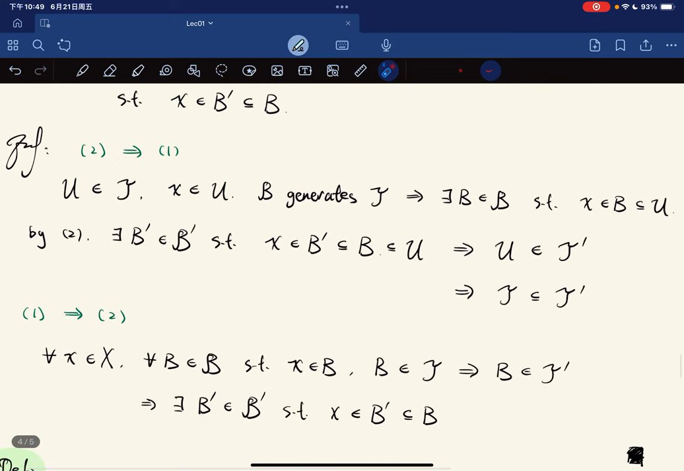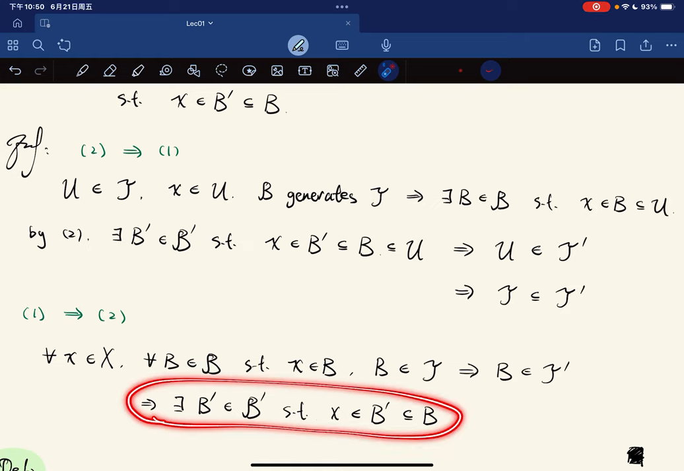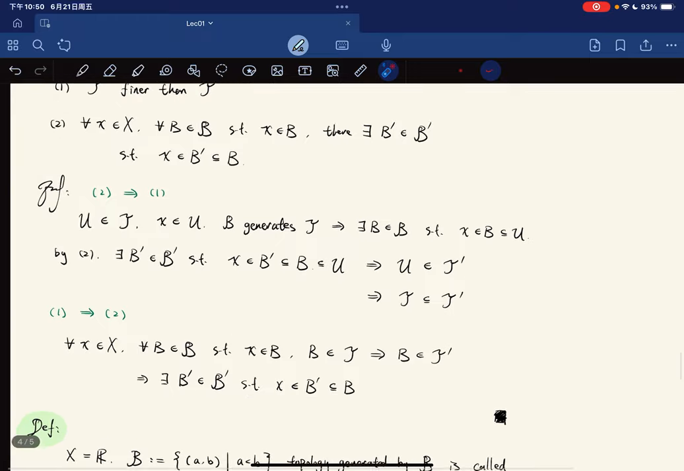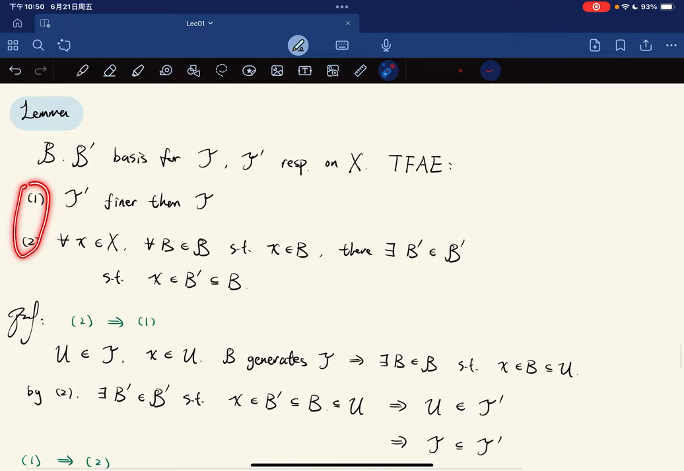For the other direction, condition 1 implies 2: for X and B such that X is in B. Well, B is in this topology, is in T. B is in T, right? Which means that B is in T prime. If B is in T prime, then there exists a B prime such that this, because this is by the definition, right? It's in the topology generated by this basis, so we have this condition. Right? It's open, then we have this. Okay? So we have an equivalent condition of basis.